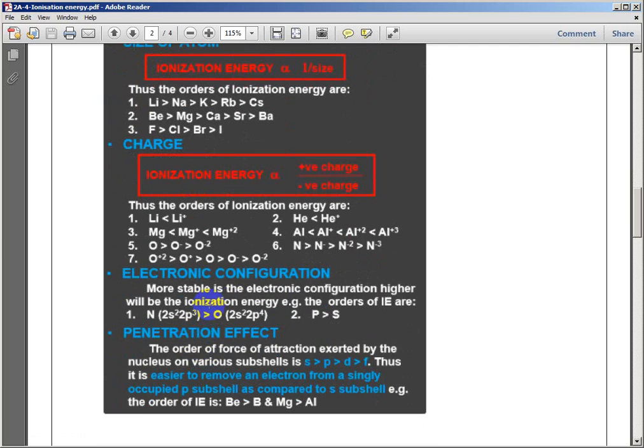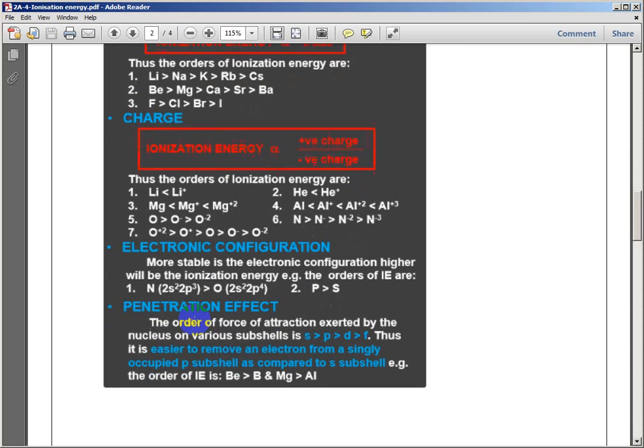Electronic configuration: the more stable the electronic configuration, the higher the energy, and the higher the ionization energy. So nitrogen and oxygen, which one has the more stable electronic configuration? Nitrogen, 2s2 2p3, is half filled, and oxygen, 2s2 2p4, is not half filled or full filled. So nitrogen has the higher ionization energy.